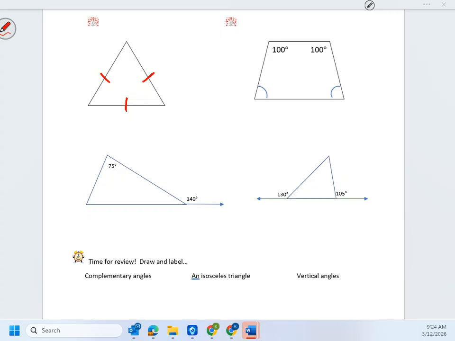Let's look at our next one. How am I going to figure that one out? I see 4 angles, but only 2 measurements, 100 degrees and 100 degrees, and then I see 2 arches. What does that tell me? Rhoda? That they're 90 degrees.